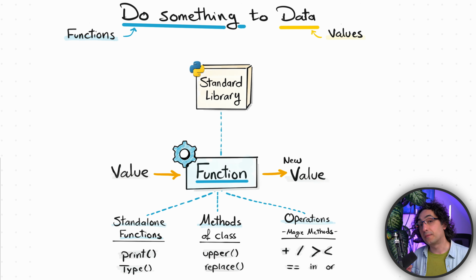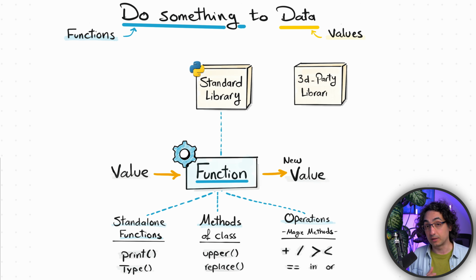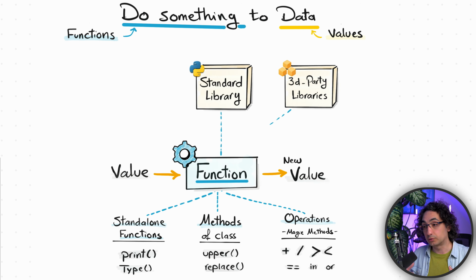Now, if this is not enough, we have another source of functions. We call it the third-party libraries. They are actual tools made by the community. You can install them in order to extend the power of Python, and there are very famous libraries like pandas, NumPy, TensorFlow, and many other amazing things that can help us with many different tasks using Python.